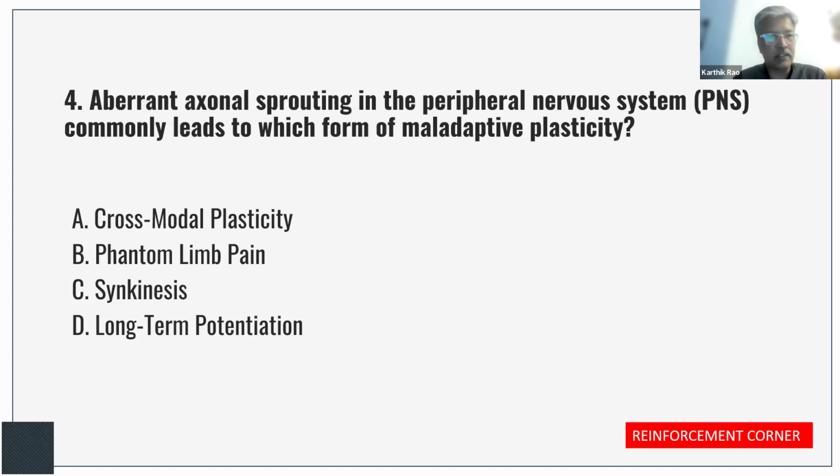Let me give you a few seconds again, and let's look at what is your answer. And the answer is synkinesis. Remember, at the cortical level, at the central nervous system, it's more of cortical remapping that is happening. At the peripheral nervous system level, it is more of axonal sprouting.